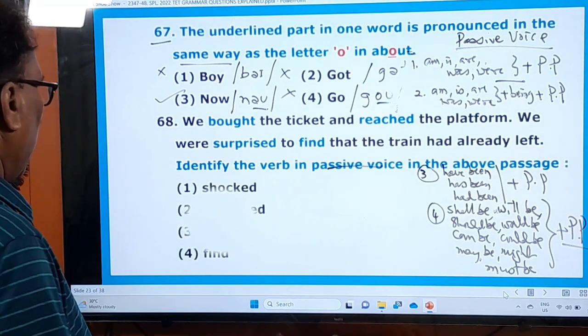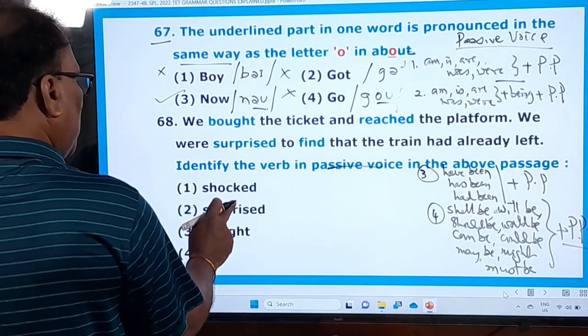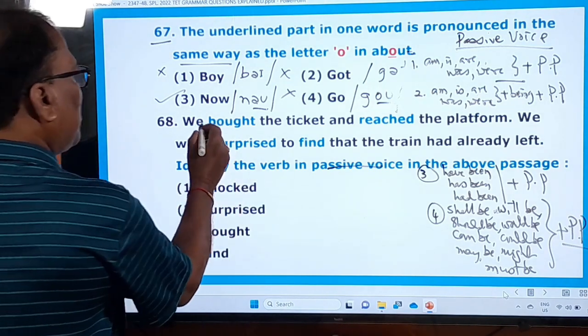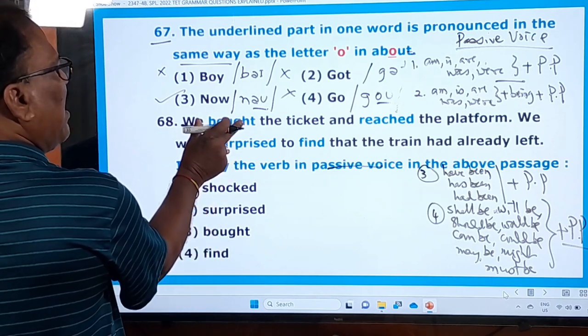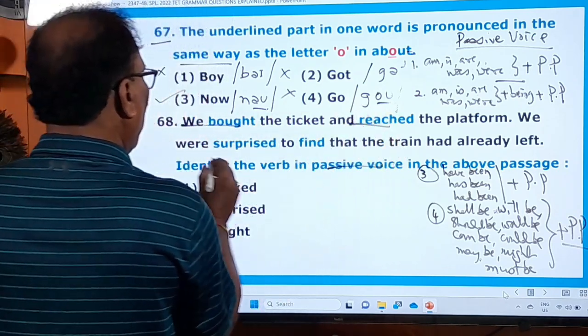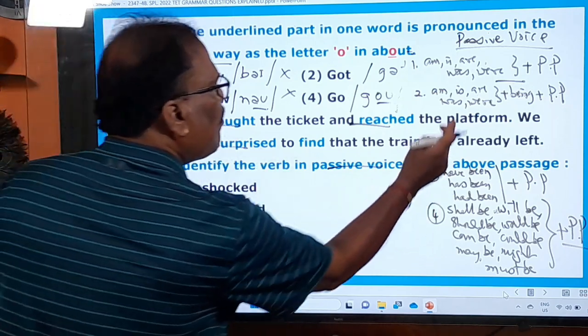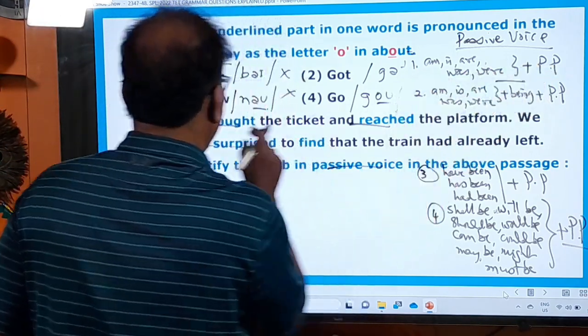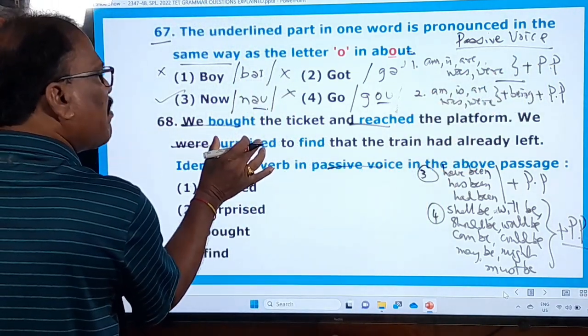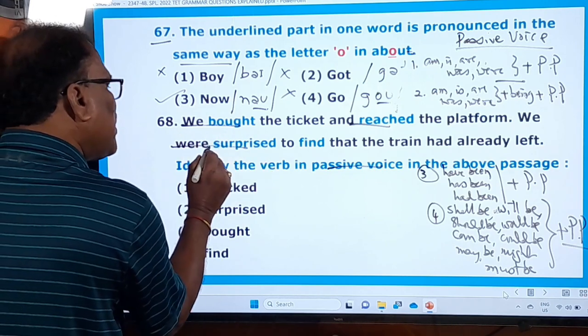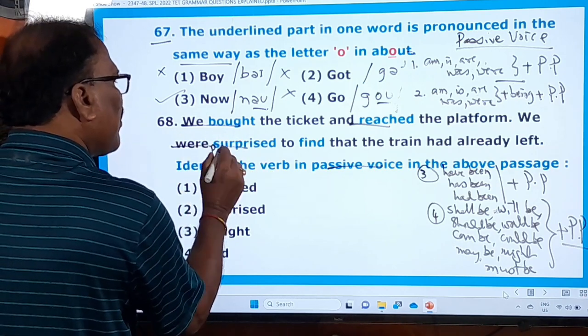Okay. What is that? Shocked or surprised verb water. Which one is that? But it's a plain verb. Reached, plain verb. Were surprised, no. Were plus PP. The helping verb is there, plus surprised, the PP, is there. So this part is in the passive voice.